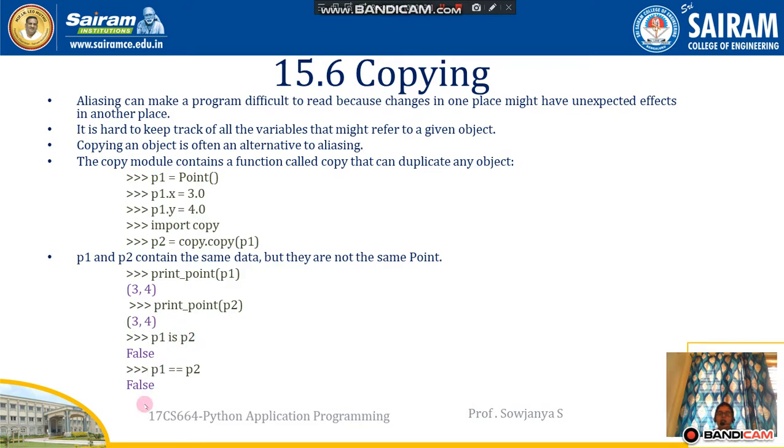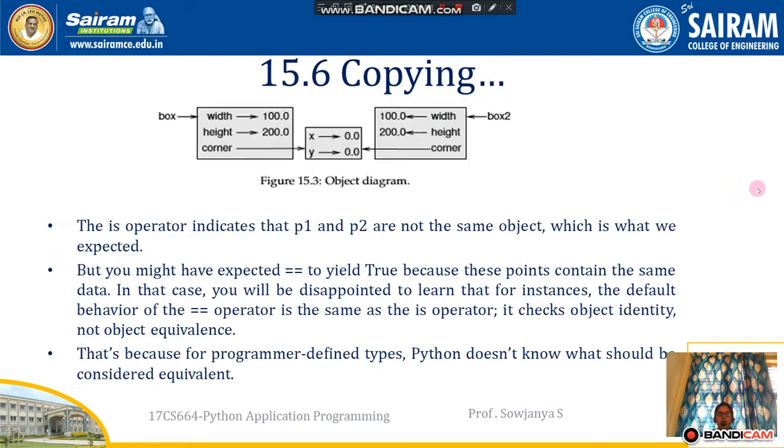but p1 and p2 are not the same points, they are different. Another way, if you compare p1 and p2 with the equality operator, it is not true, because Python cannot recognize that these can be the same, or be considered equivalent.